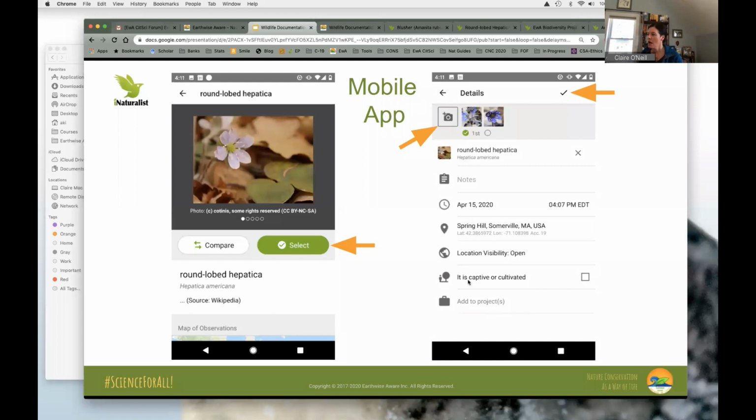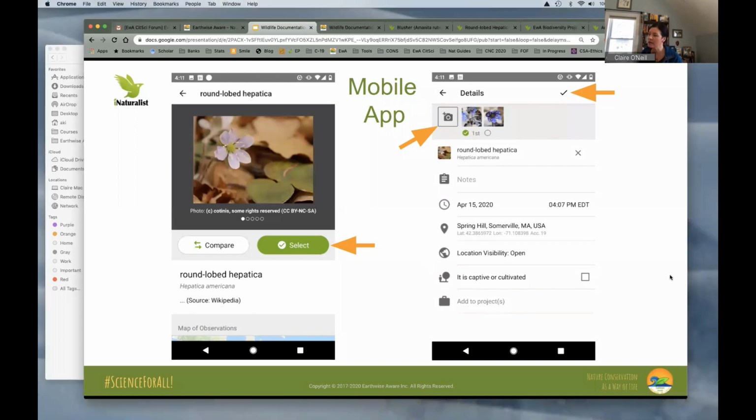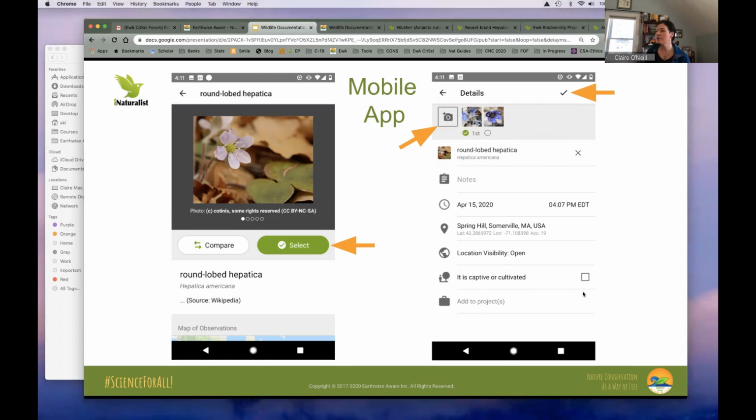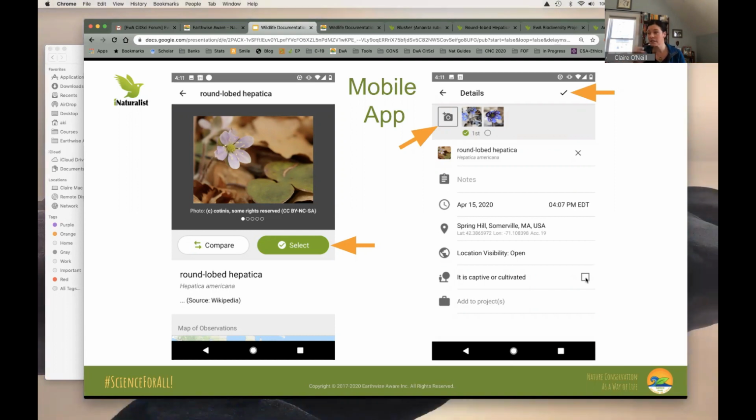So here, this little thing here is an important one. If you know that what you are observing is something that is captive or has been cultivated in your area, you should click that. It's going to make it a casual sighting. This is a category that iNat does.